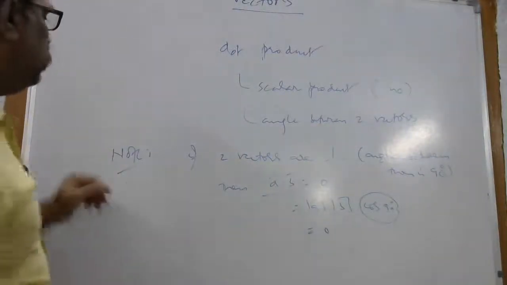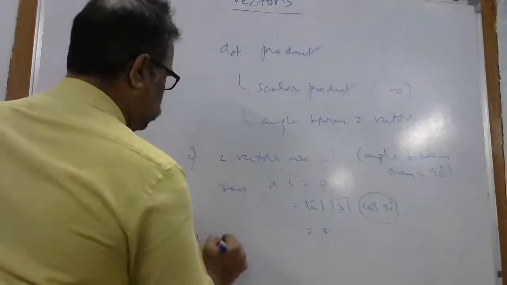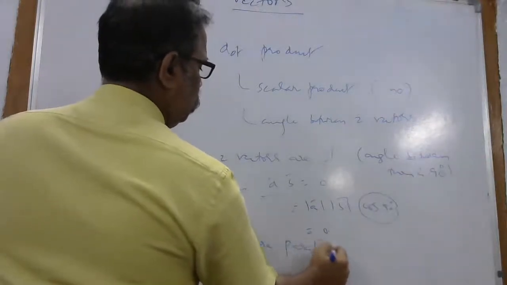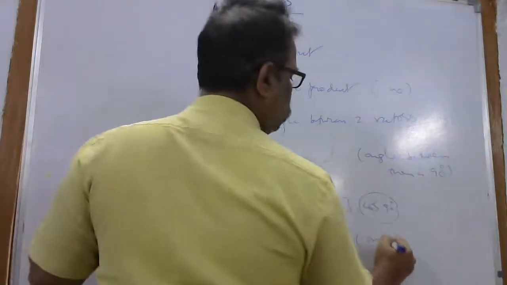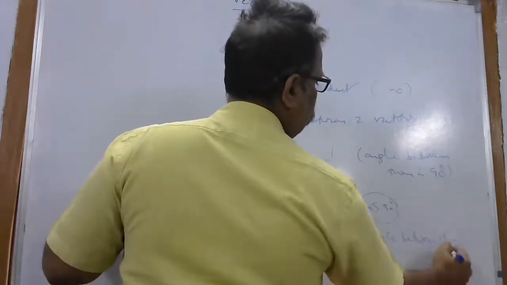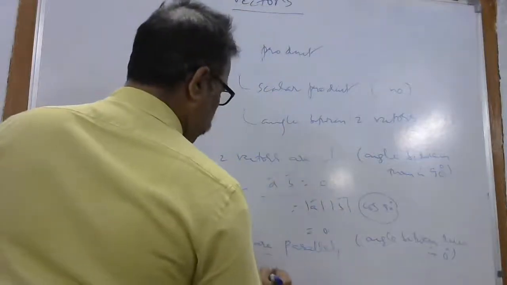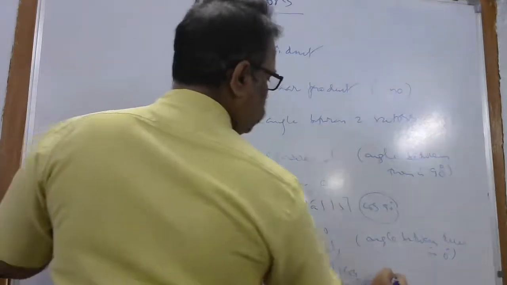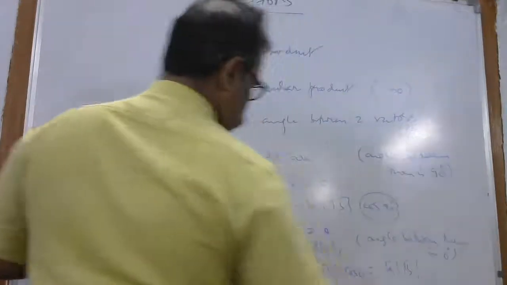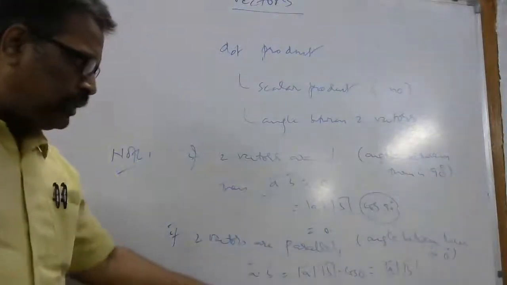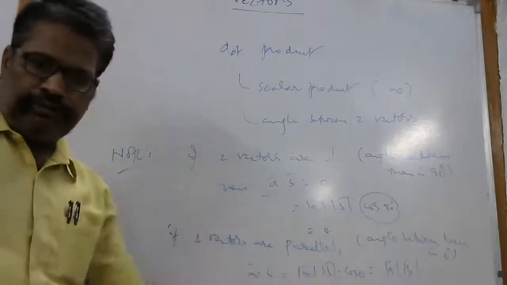Clear? Next, if two vectors are parallel, it means what? The angle between them, how much, beta? 0. The angle between them is 0 degrees. Then A bar dot B bar is mod A bar mod B bar into cos 0, which is equal to mod A bar into mod B bar. So their dot product is equal to the product of their moduli only, because cos 0 is 1 only. Clear?